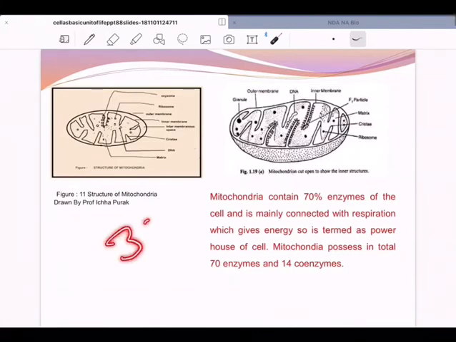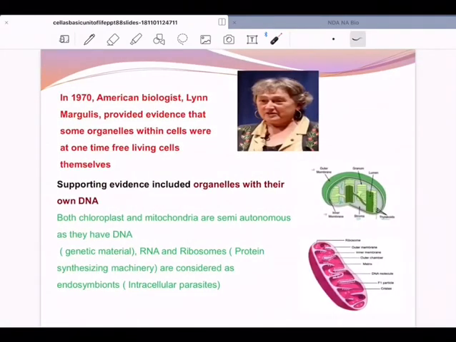Per glucose molecule, I said 36 ATPs will be released, and ATP is adenosine triphosphate. And mitochondria totally have 70 enzymes and 14 coenzymes. That is the importance. So what you have to do is draw the diagram, label it, and after labeling, talk about the importance of the outer membrane, inner membrane, what are cristae, what is matrix, what is F1 particle, and so on and so forth.